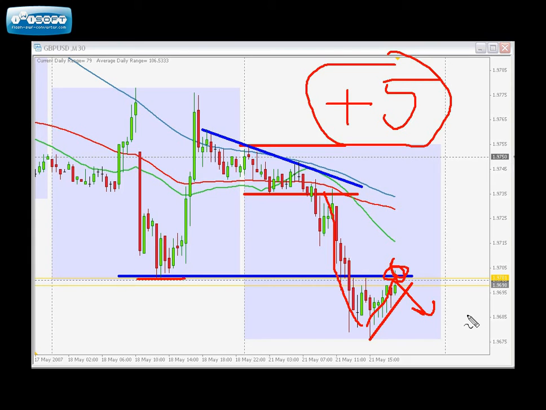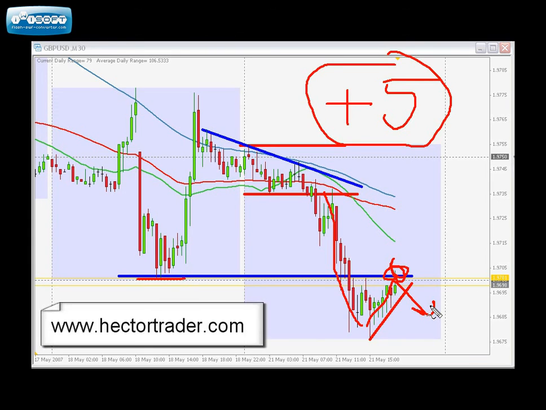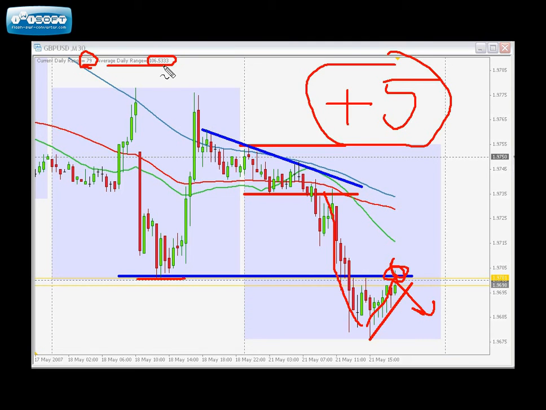But anyway, it's not the time of the day I look to trade, and we've already run most of the average daily range, so I'm not going to take the trade. Alright, plus 5 on this trade.